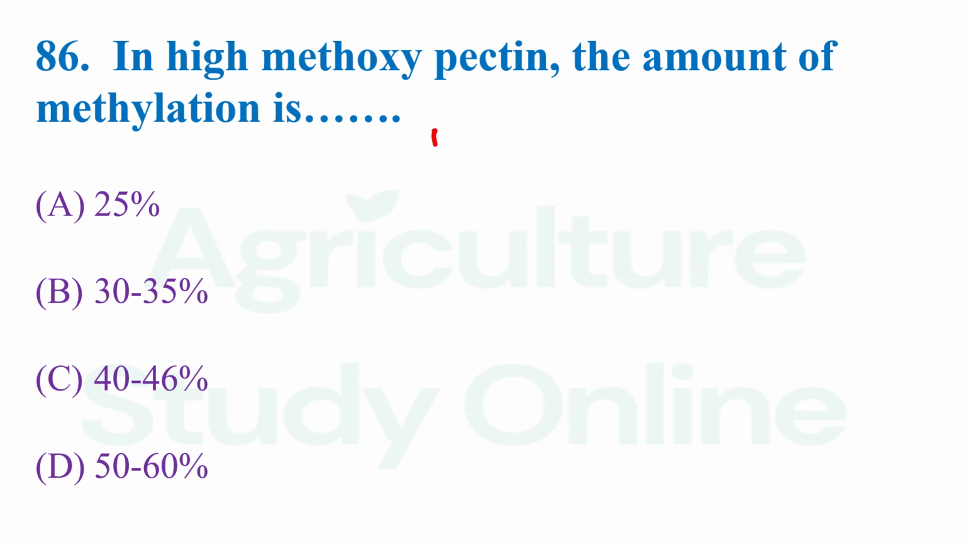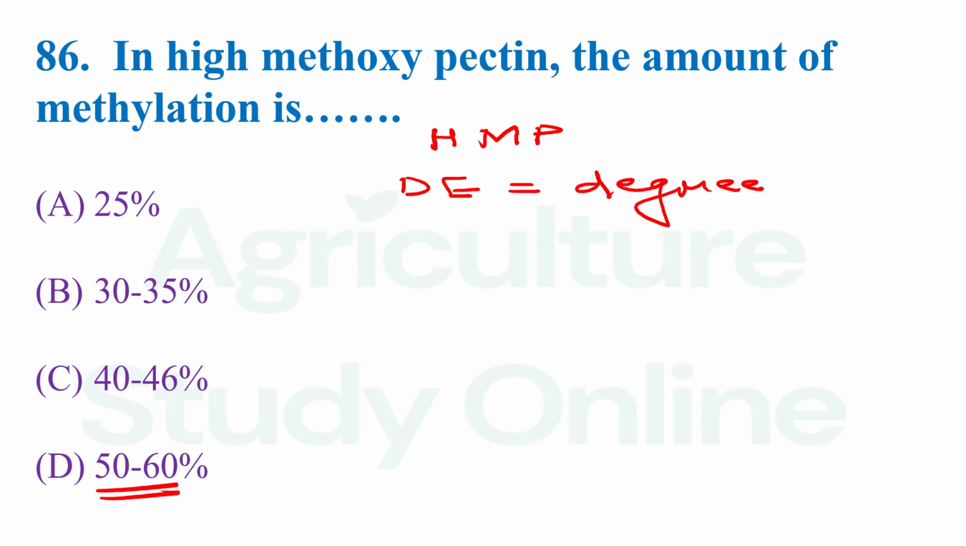Question number 86. In high methoxyl pectin, that is HMP, the amount of methylation is around 50 to 60%. So this HMP basically is based on degree of esterification, that is DE. So methoxylation, that is esterification, is the percent of carboxyl groups which have been esterified with methanol. So this determines its gelling behavior. So over here, the correct option is 50 to 60.